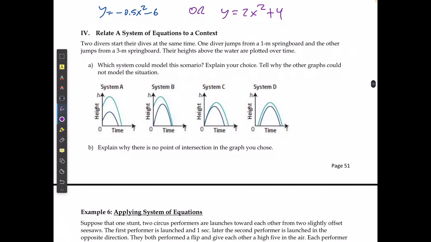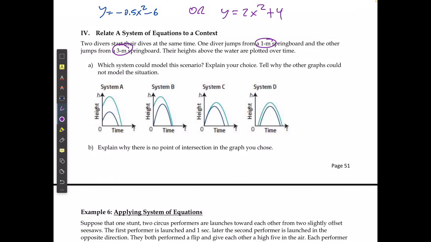If I'm putting a system of equations into context, two divers start their dives at the same time. One diver jumps from a 1 meter springboard, the other one from a 3 meter springboard. Their heights above water are plotted over time. Which system could model a scenario and why?